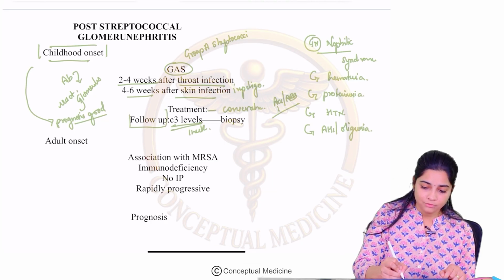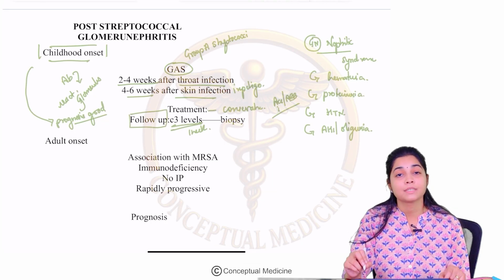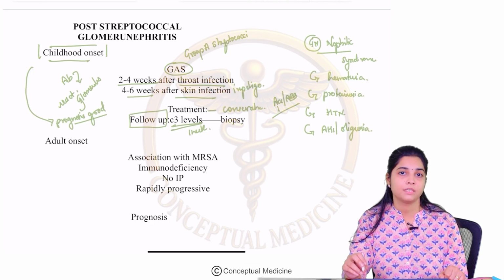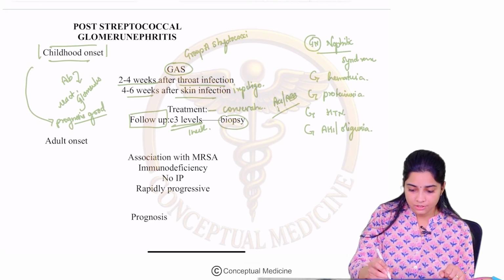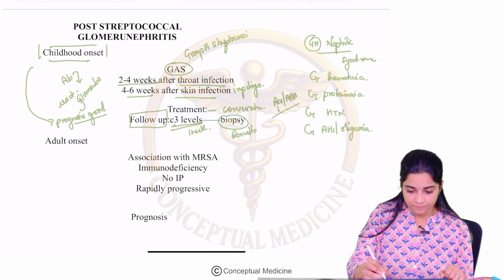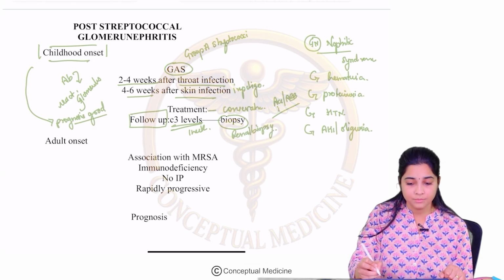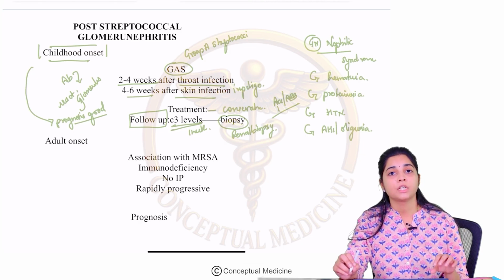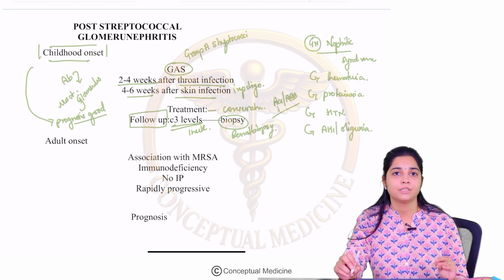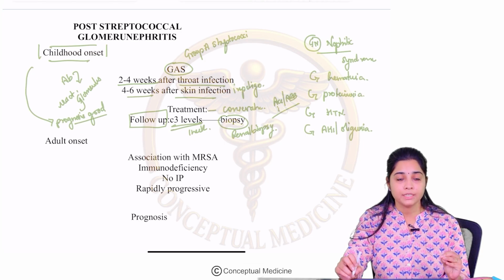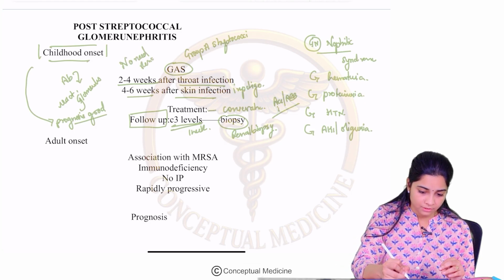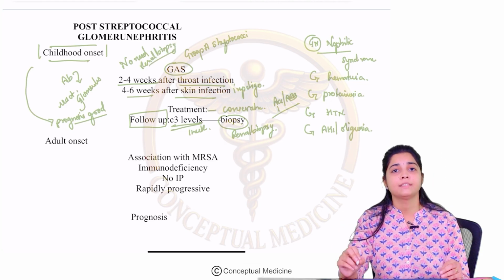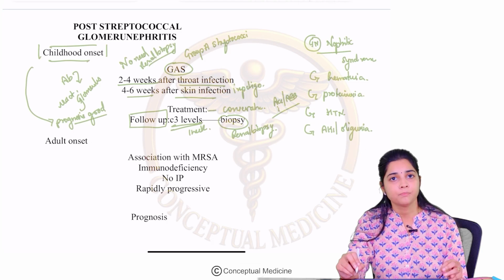On follow-up, if the serum complement continues to be low, then this is an indication for a renal biopsy. That means, if you are clinically diagnosing a child with post-streptococcal glomerulonephritis, there is no need for an immediate renal biopsy. You treat them conservatively initially.